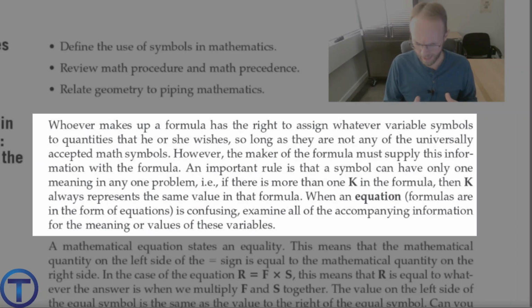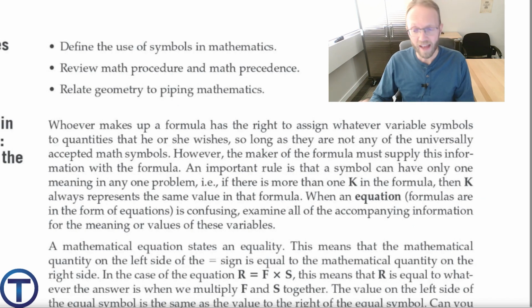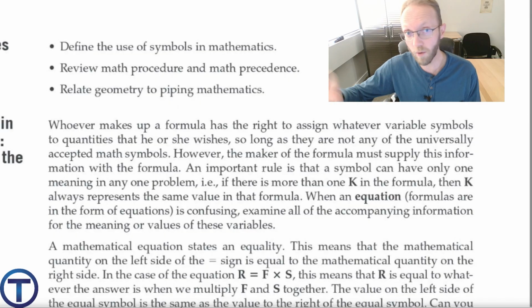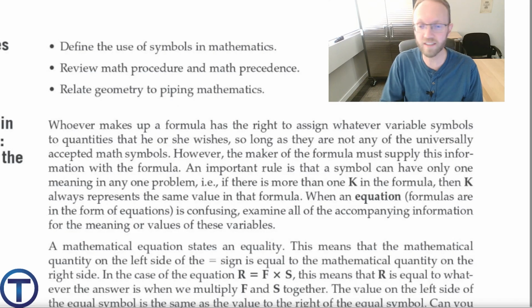Whoever makes up the formula has the right to assign whatever variable symbols to quantities that he or she wishes. You get to make whatever you want, so long as they are not any of the universally accepted math symbols. However, the maker of the formula, that could be you, must supply this information with the formula. An important rule is that a symbol can only have one meaning in any problem. For example, if you put a K in your problem, then every other K in that problem or equation or formula has to be the same thing, the same number, represent the same value.